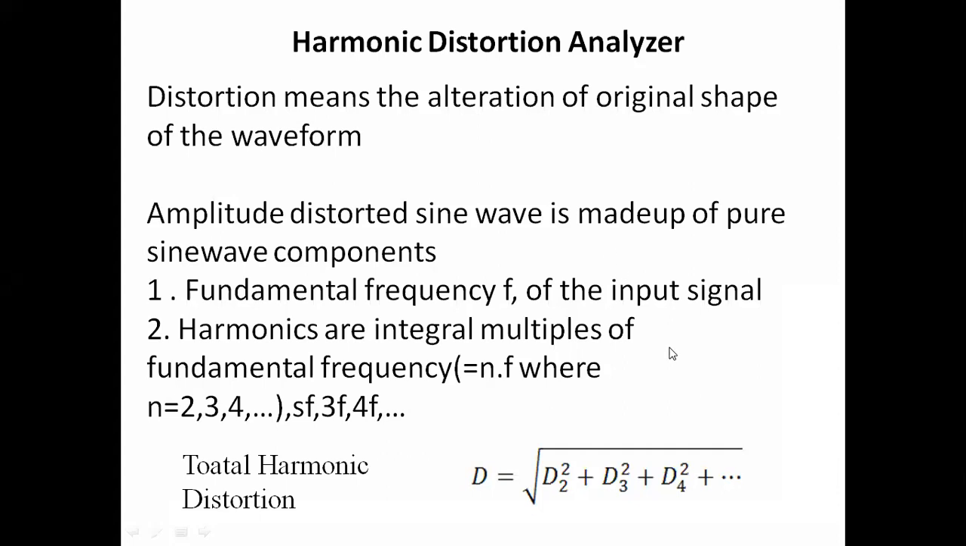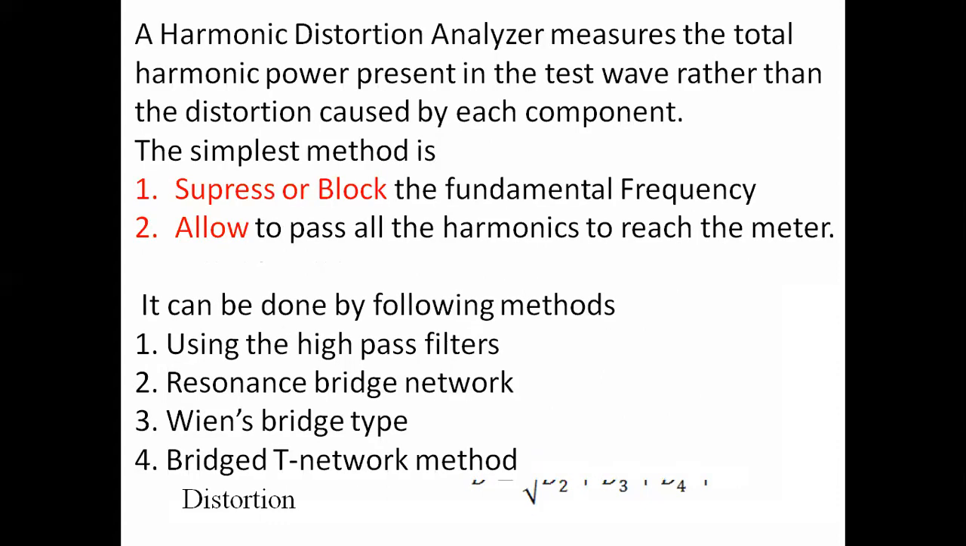Okay, so the basic concept is suppression of the fundamental frequency. The harmonic distortion analyzer measures the total harmonic power present in the test wave, rather than the distortion caused by each component. So it does not measure the distortion caused by an individual component. It measures the overall distortion caused by the test wave.